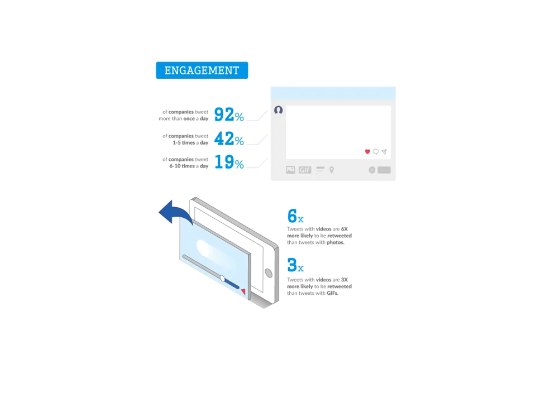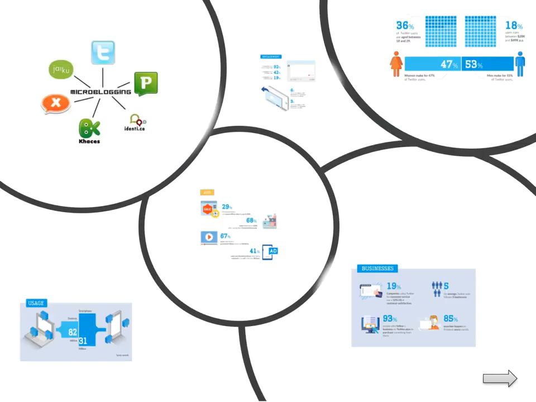Now, something we've seen on other channels here, tweets with videos are 6 times more likely to be retweeted. Tweets with videos are 3 times more likely to be retweeted than ones with animated GIFs. Okay, so 6 times more likely than ones with just images alone. So that's telling you, lean towards your media, lean towards your engagement through your media as well.